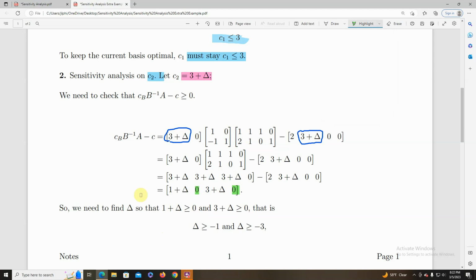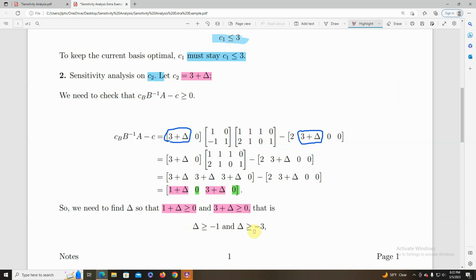Now, from sitting here, I see that I have 2 elements in my matrix that I wish to check. I need both of these. Every element needs to be non-negative so that I have no attractive variables to enter the basis. So I would like to check that both of these are greater than or equal to 0. And when I solve, I get delta is greater than or equal to -1, and delta is greater than or equal to -3. Now, one of these is more strict than the other.